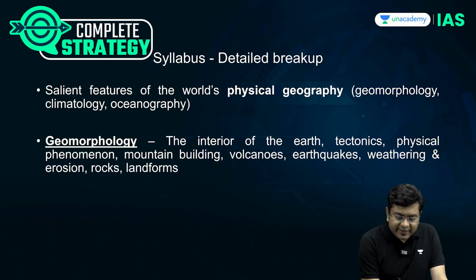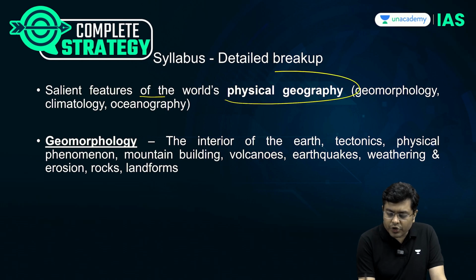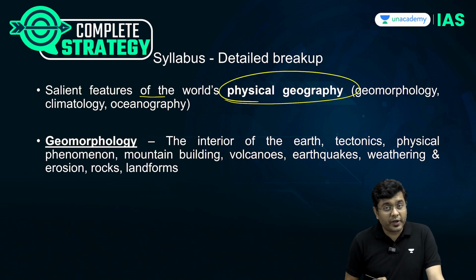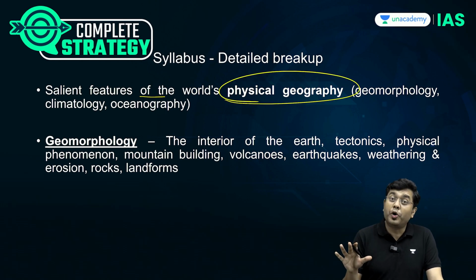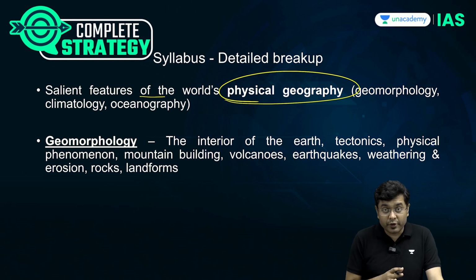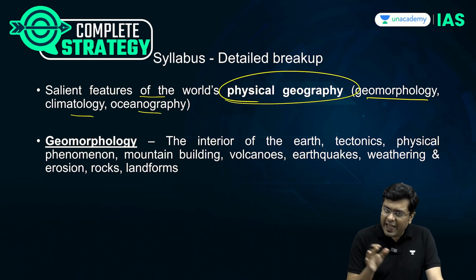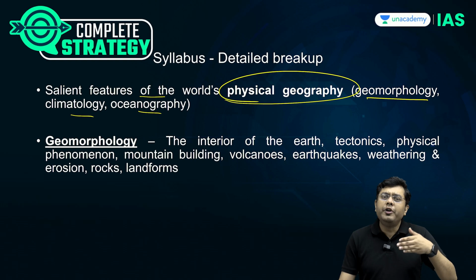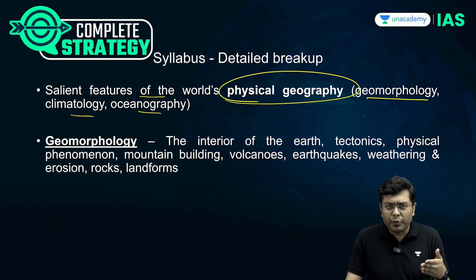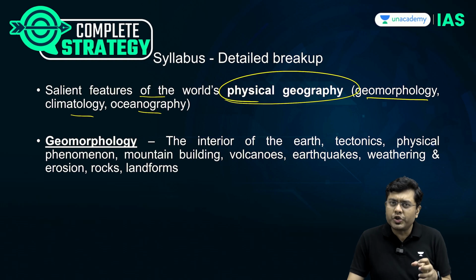First of all, the salient features of the world's physical geography. This is the most important area and the most important portion in the entirety of the subject of geography. It will include geomorphology, climatology and oceanography. With the help of these units, you will be able to study the entirety of the world. For example, if you have a fold mountain formation in the region of North America, how has it been created?